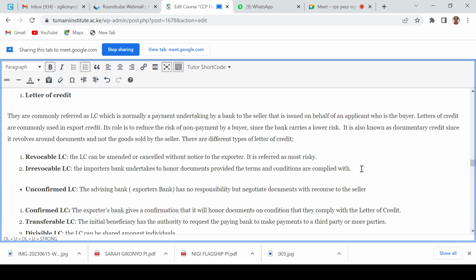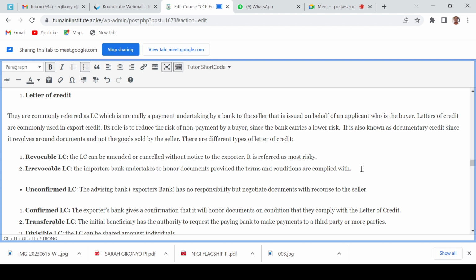Maybe I'll just add. An LC is usually an undertaking by a bank, the same way you are saying it's a guarantee. It is usually an undertaking by a bank to the seller, and it is normally issued on behalf of an applicant who is the buyer. So a buyer obtains an LC from their bank. The bank issues a letter of credit, and that letter of credit will have some conditions which the seller must meet for the monies to be released.